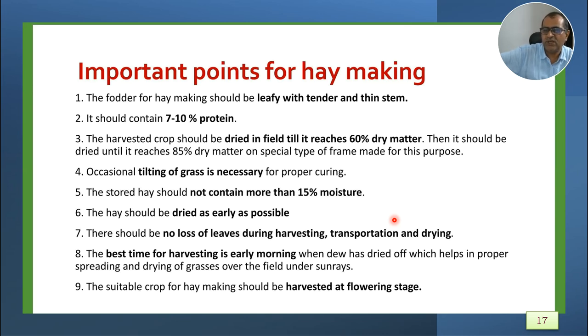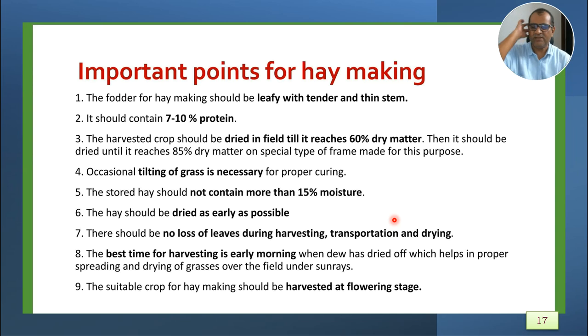Then, of course, the harvested crop should be dried in the field naturally under sunlight, and when it reaches 60% dry matter, it should be dried until it reaches 85% dry matter, with only 15% moisture. Sometimes turning may be required, because the fodder on the lower surface may not get exposed to the sunlight or heat. Then hay should be dried as early as possible. Then there should be no loss of leaves during harvesting, transportation, and drying.